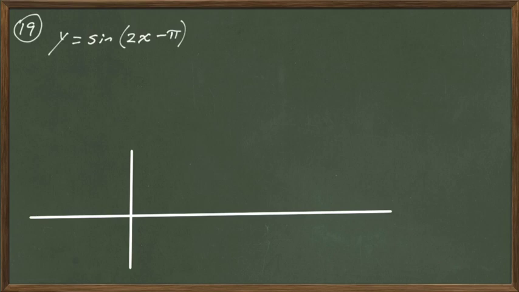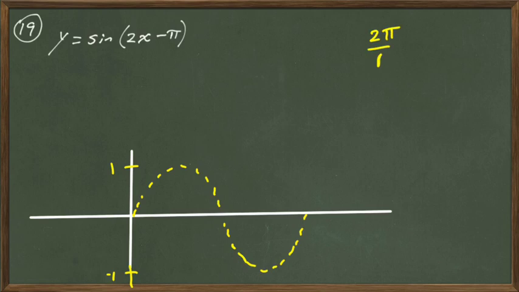It's a sine wave. So I'll sketch a sine wave. What's the amplitude and what's the period? See if you can get them. Amplitude is 1. And what's the period? 2 pi over b. So it'd be 2 pi over what happens to be b.